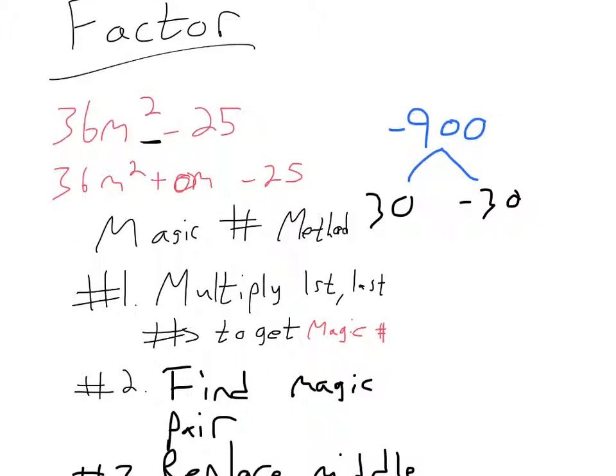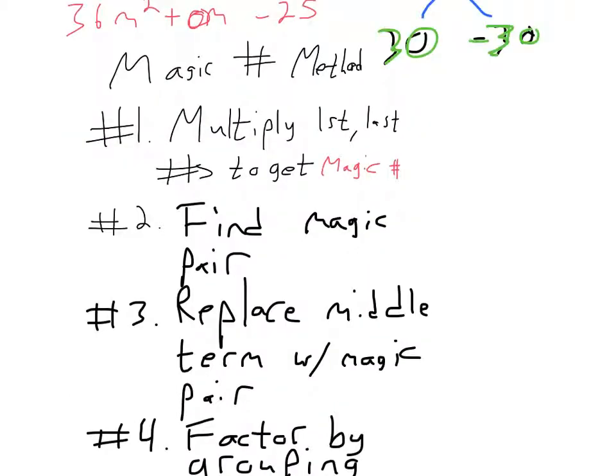Actually, let's use a different color for the magic pair because it's special. It's very special. There we go. 30 times negative 30 makes negative 900, and 30 plus negative 30 makes 0. So this is step 2. We found the magic pair.